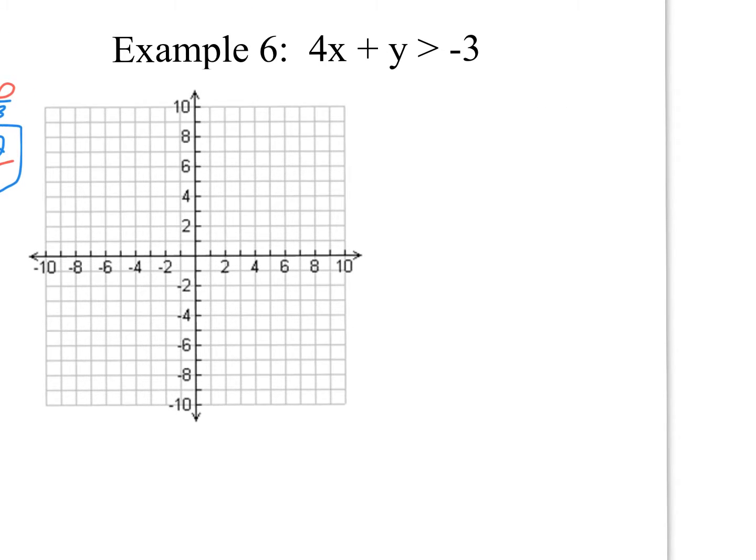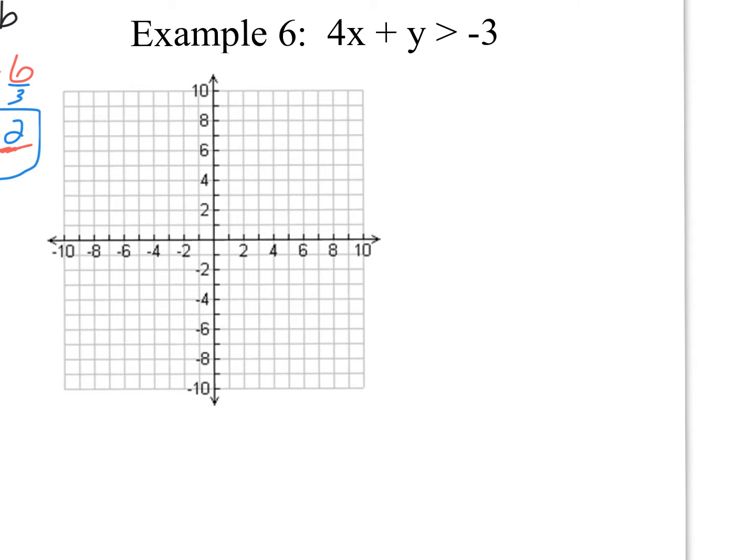Okay? So let's look at example number 6. Now again, first thing I notice, is my inequality in Y-intercept form? The answer is no. So I need to make that happen. So we're going to subtract 4x. So I get y greater than negative 4x plus 3.